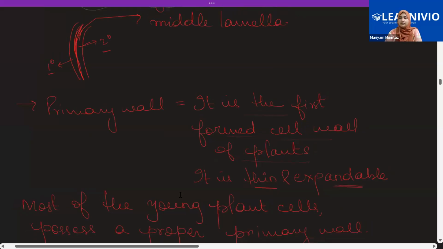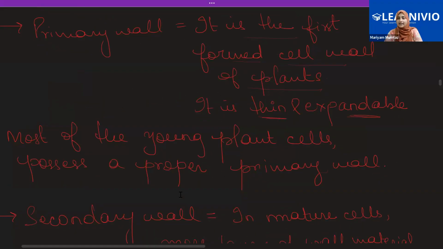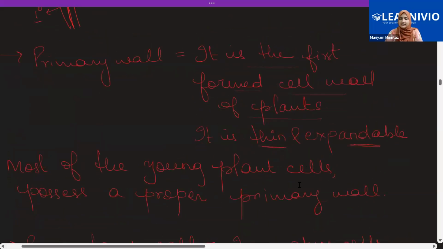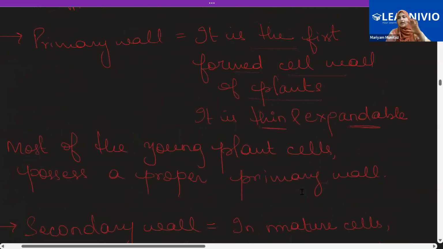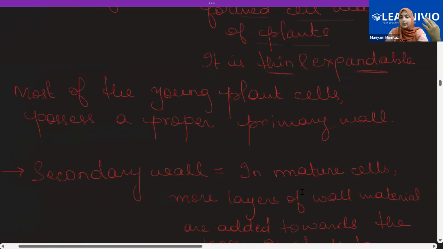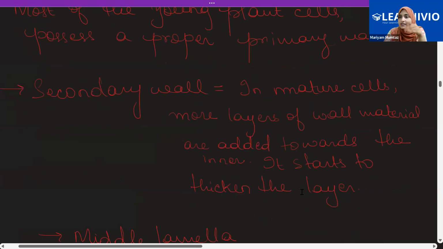So the primary cell wall is the wall that is first formed. It is thin and, you can say, expandable. Most of the young plant cells possess a proper primary cell wall. So primary cell wall is present in all the plants. But when the plant matures, a second layer of cell wall comes around and becomes the secondary cell wall. That happens towards the inner side and it is thicker as compared to the primary cell wall.